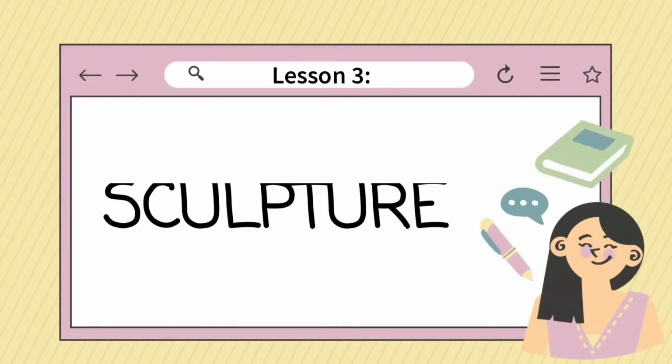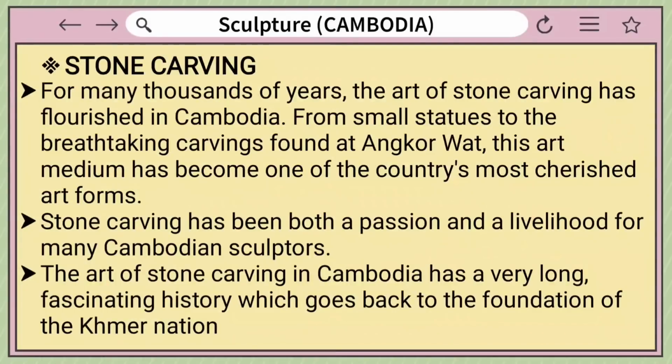For the last part of this lesson, let's now discover the sculptures of the different Southeast Asian countries. Let's now go to the sculpture of Cambodia, and they have stone carving. For many thousands of years, the art of stone carving has flourished in Cambodia. From small statues to the breathtaking carvings found at Angkor Wat, this art medium has become one of the country's most cherished art forms. Stone carving has been both a passion and a livelihood for many Cambodian sculptors.